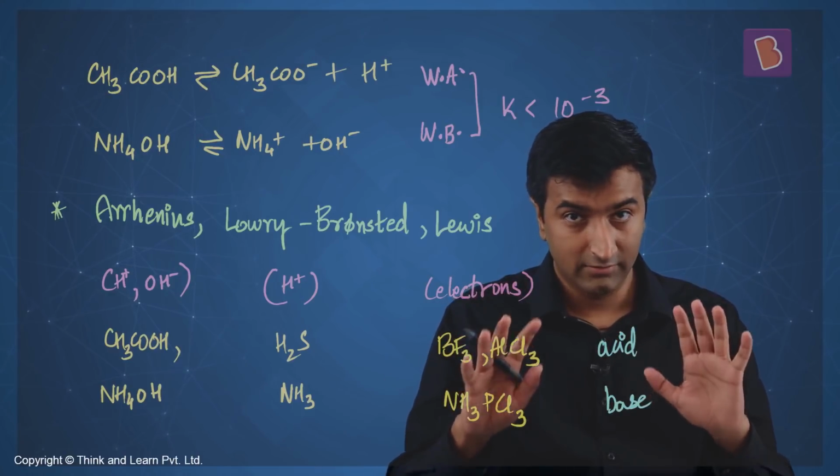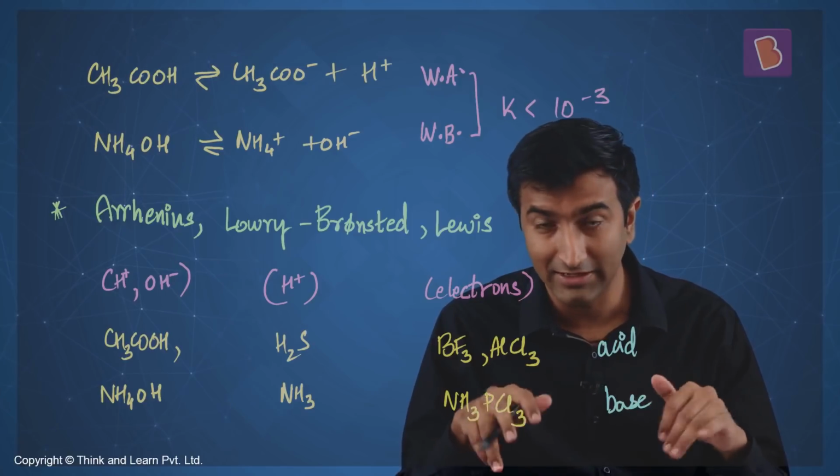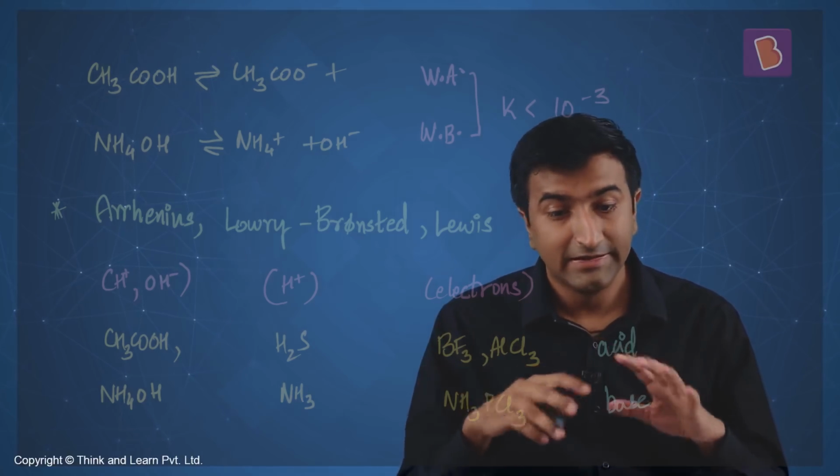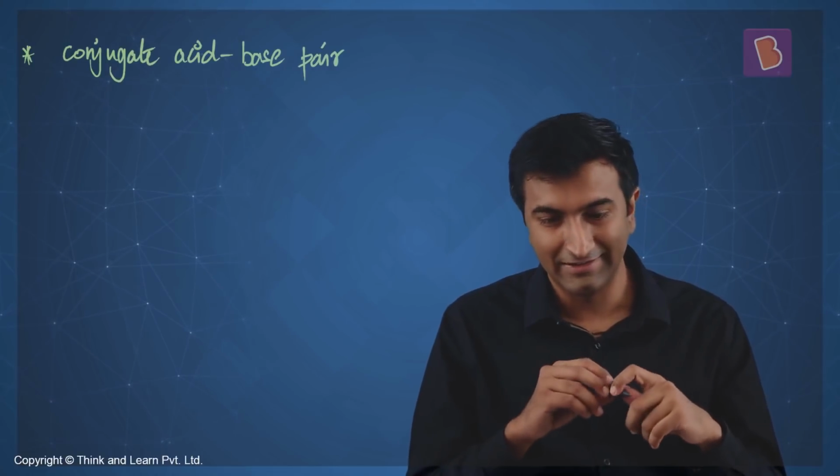Most important idea here, and trust me, I'm going slow here because this is literally the most important idea from this entire chapter, even more than pH, pK and all of that. This thing of conjugate acid-base pair. Okay, this is very useful in organic chemistry too. Whenever you do that, we'll look at it in detail again.